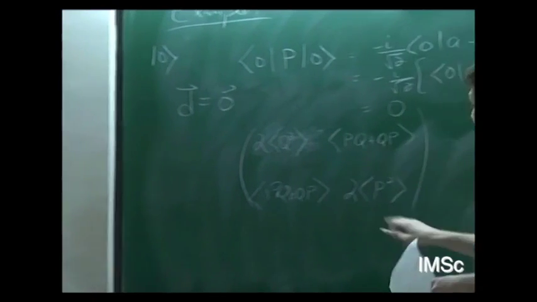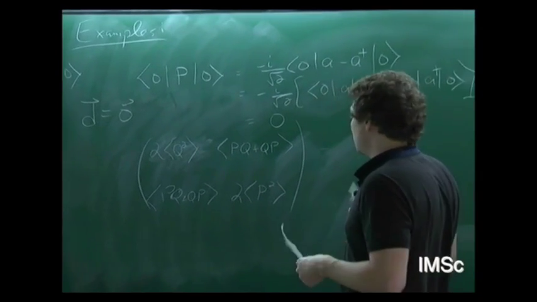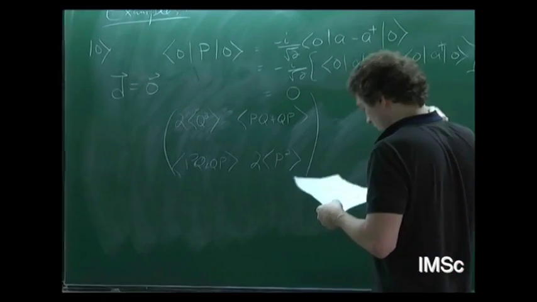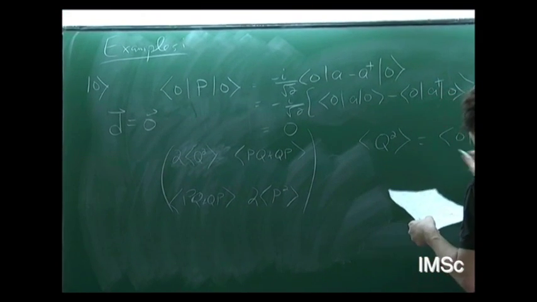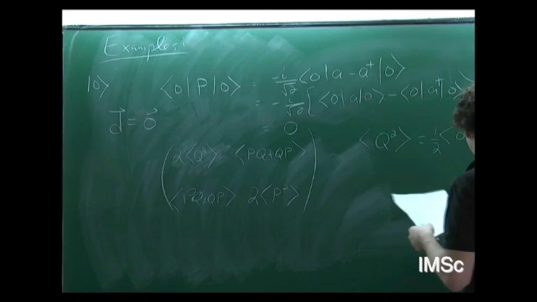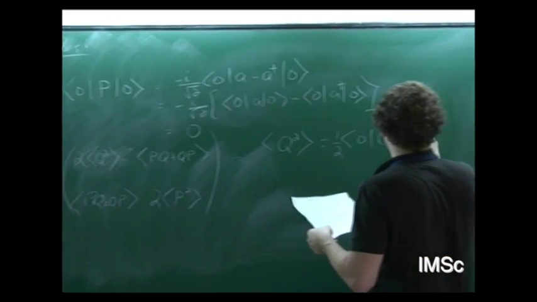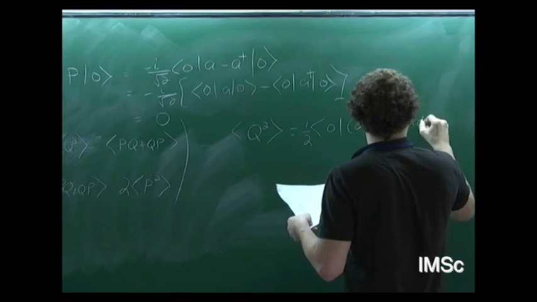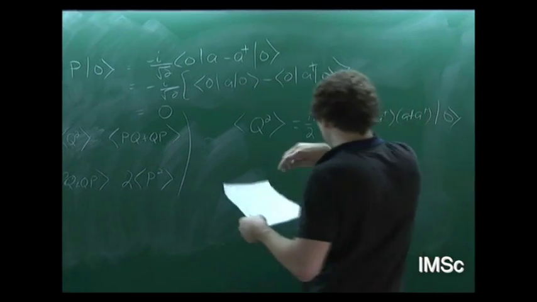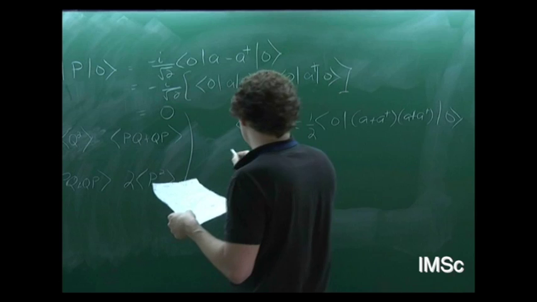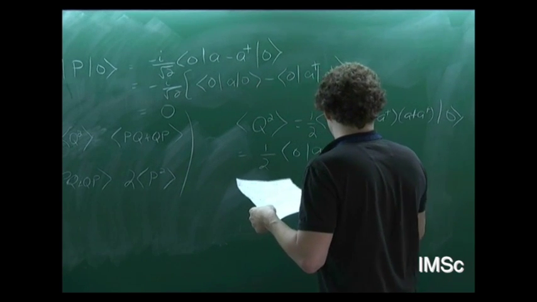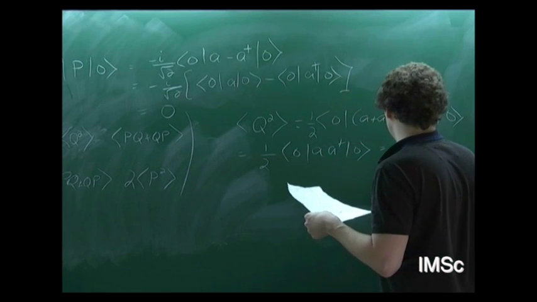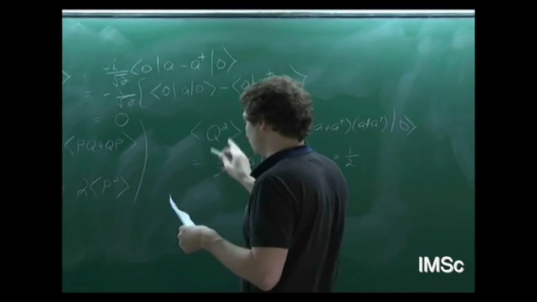Okay, so now we want to compute each of these 3 terms. These 2 are going to be the same, so we should just compute what q squared is. It's going to be equal to the bra 0, and we substitute in what q is: a plus a dagger, a plus a dagger. It turns out there's only really one term here that matters. That's going to be equal to a half, bra 0 a a dagger ket 0, and this is just going to be equal to a half. And you get a similar answer for p squared.